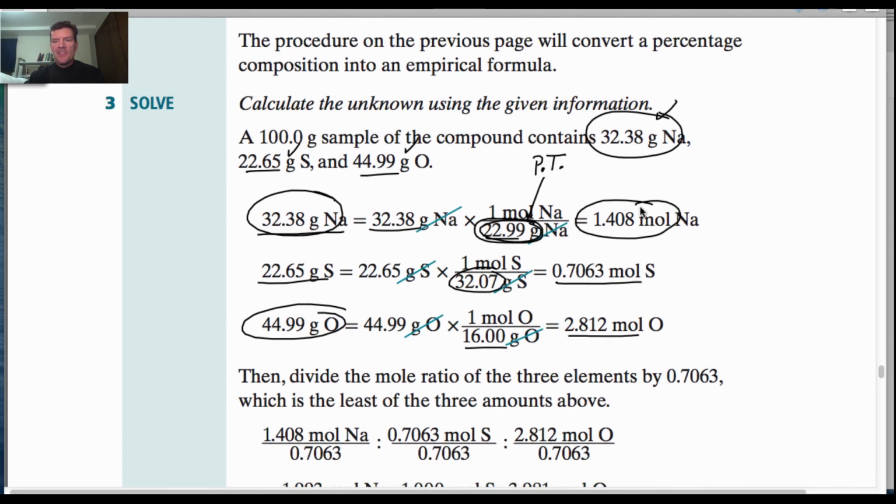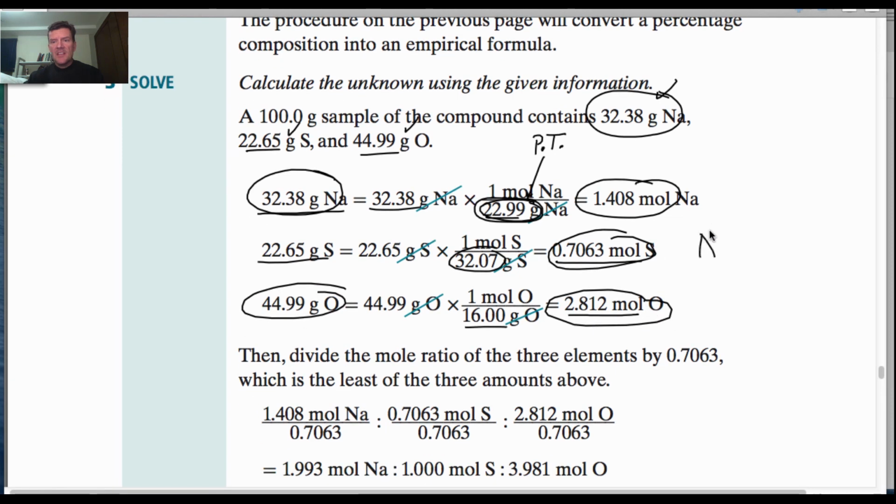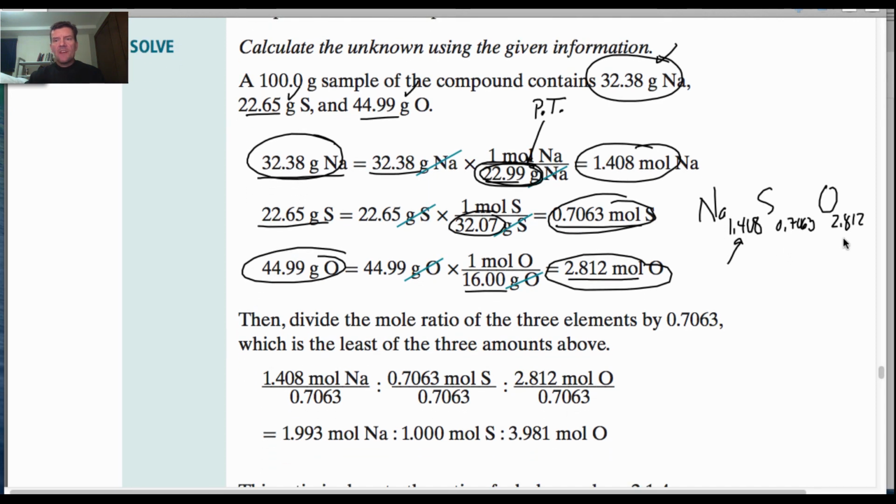Now, these cannot be the numbers that go into my formula. I can't say Na 1.408 and S 0.7063 O 2.812. That can't be a formula because you can't have a fraction of an atom. You can't have 1.408 atoms in your molecule of sodium. So we have to find a whole number ratio.